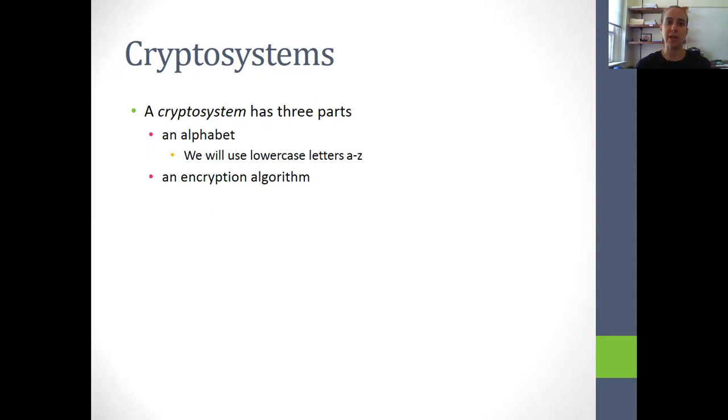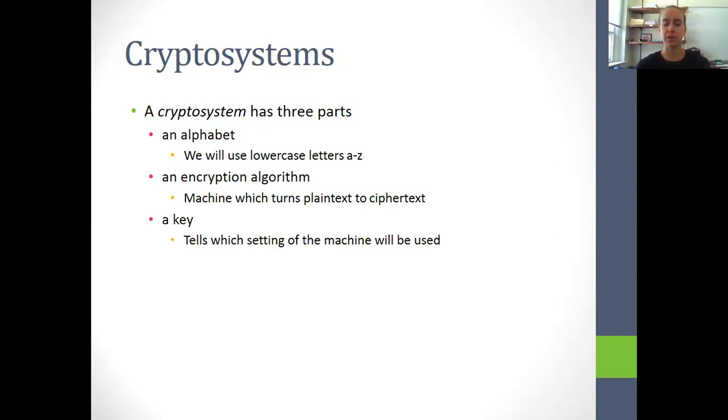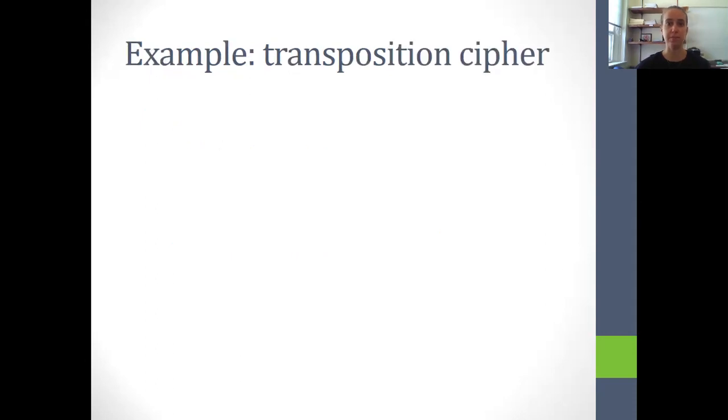So in addition to the alphabet in our crypto system, we need an encryption algorithm, which is basically a machine or a method which turns the plain text into the ciphertext. So that's how you're hiding your message. And then the third thing that you need is a key. And a key tells you what setting on the encryption algorithm you're going to use. Now, usually in a secure conversation, both active participants will know the key, but they'll keep that secret so that no one else can decrypt their messages while they're trying to communicate.